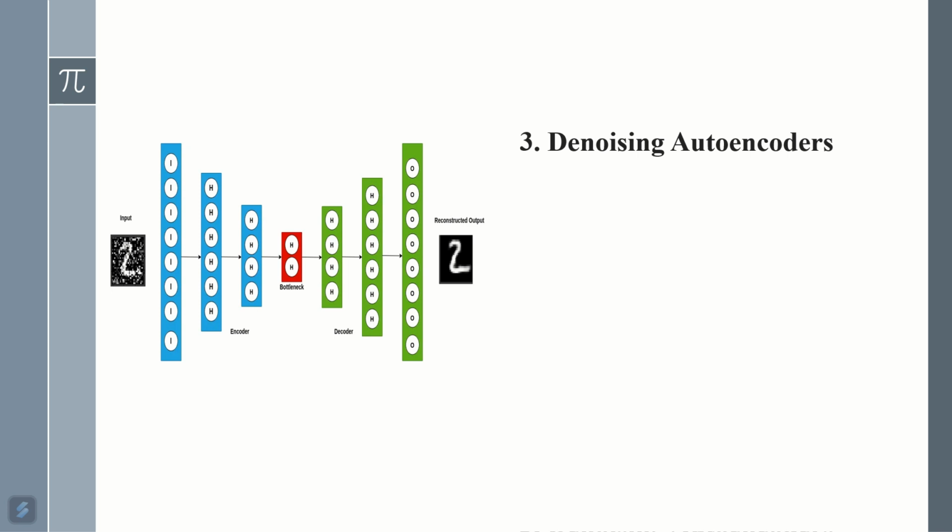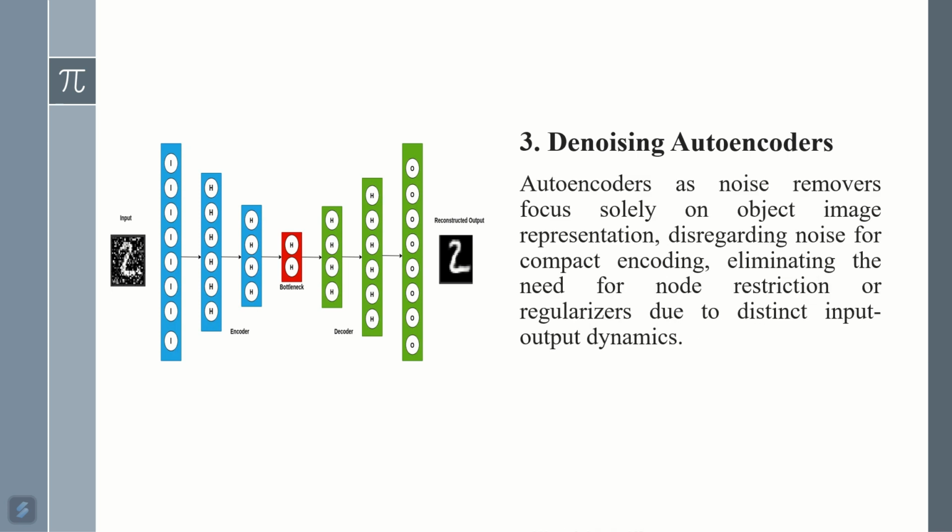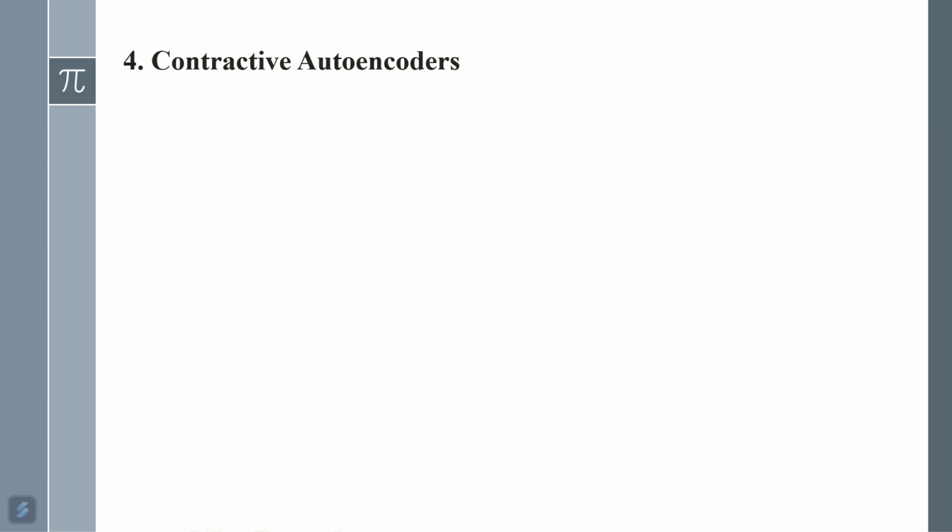This is possible because denoising autoencoders have a unique way of understanding the input-output dynamics. They focus solely on representing the objects in the image, making sure they stand out clearly without distractions. It's like having a magic eraser that removes all the scribbles and marks from a picture, leaving behind only the essential elements. The next type of autoencoder is contractive autoencoders.